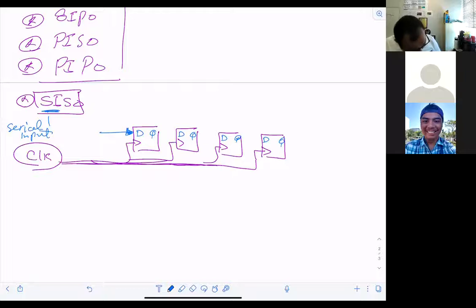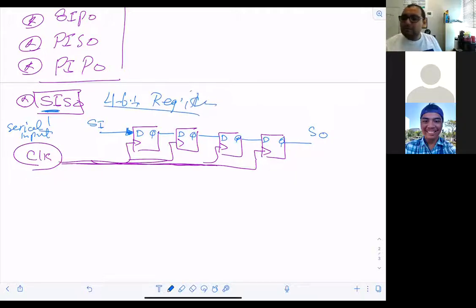So in that case, if I'm serial input, I'm expecting serial output. And how I'm gonna communicate, I'm gonna go like this. So what I have in front of me is what? Serial input, serial output, 4-bit register. Sounds good?